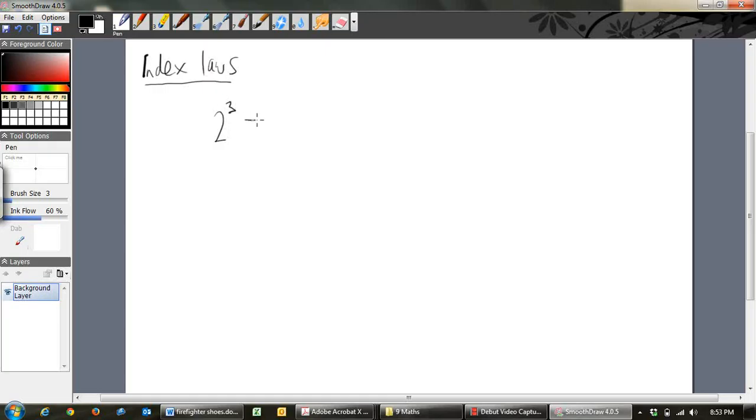So let's just have a look at this so that we know what terminology we're talking about. Firstly, 2 to the power of 3 is equal to 8. This 2 here, we call the base number, the base. This number here is called the power, or could be called the exponent. It could also be called the index, so that's where it comes from.